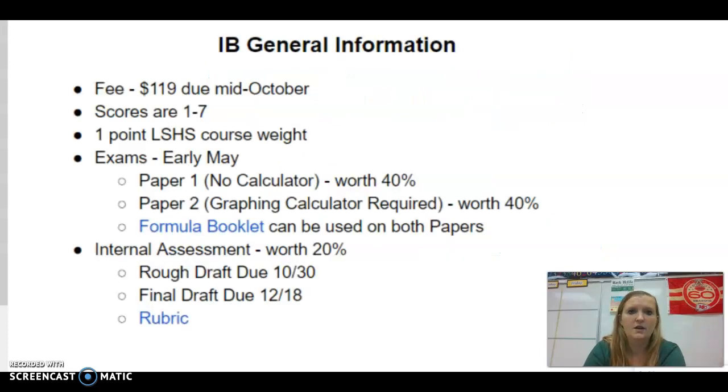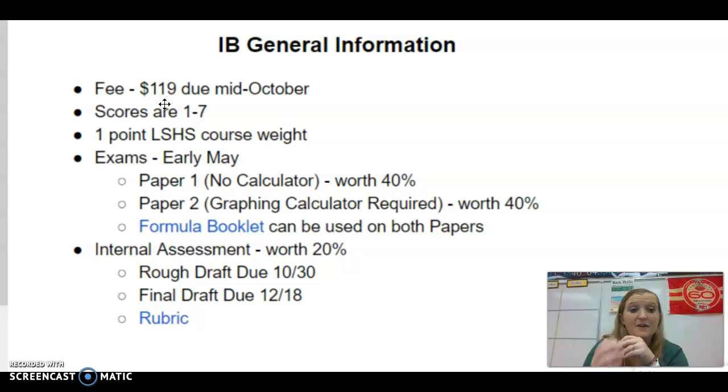Okay, so some IB general information. The fee for the test is $119 and it'll be due mid-October. Scores are given 1 through 7, and because they take this class as an IB class, they get a 1-point weight if they're enrolled in IB, and they have to complete their IA, so that big paper, as well as the exams in May. The exams are called papers, and the actual paper that they write is called an internal assessment.